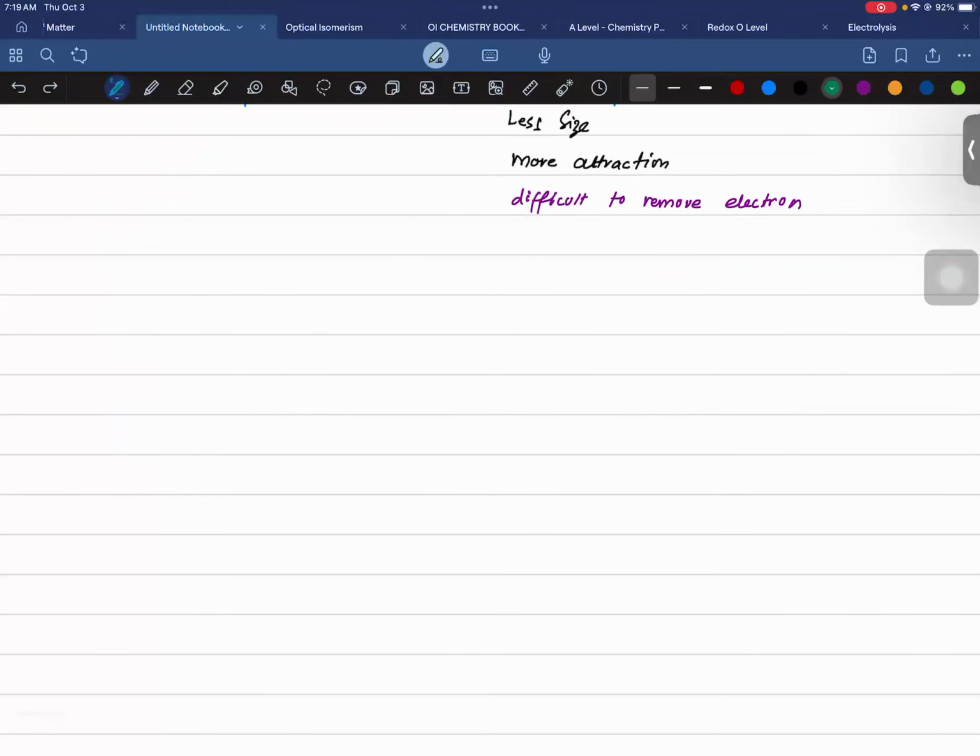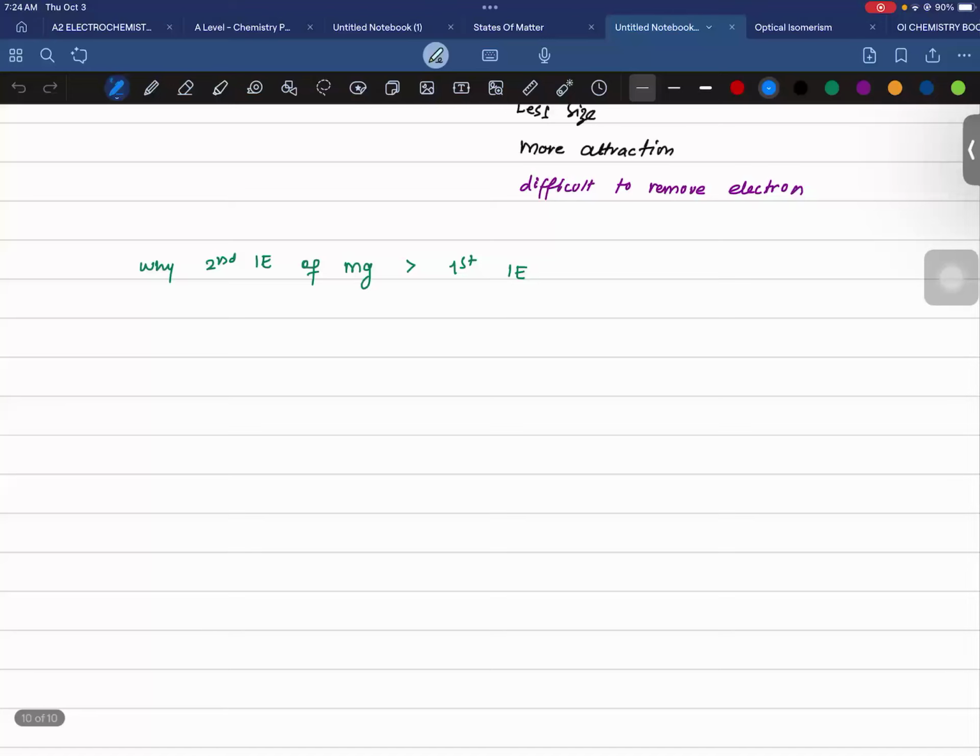Sometimes the examiner would be asking why the second ionization energy is greater than that of the first. Then you would be writing the reason. Why is the second ionization energy of magnesium greater than the first ionization energy? You are supposed to write it down. I'm going to give you 1 minute, but fast. Write it down and then send it to me, then I would check.